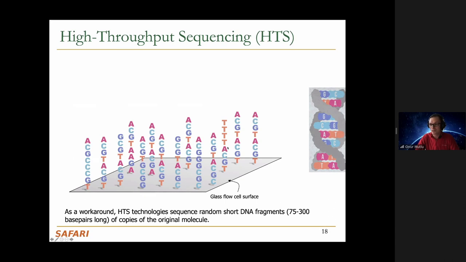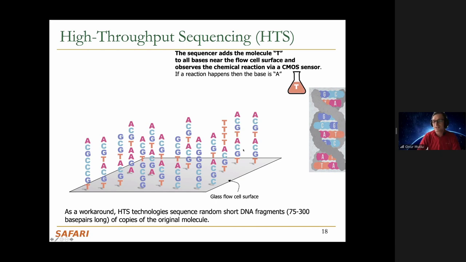Just for comparison, a human DNA is 3.2 billion base pairs. So you can see how fine grain these machines chop things into. And they basically send the chopped DNA into this glass flow cell surface. And the sequencer adds some molecule to the glass flow cell surface. And if a reaction happens with that molecule, they can basically tell what the base is that actually hits the glass flow cell surface. And this is a relatively accurate process. And you can see it's a very high throughput process. You can do this at high throughput.